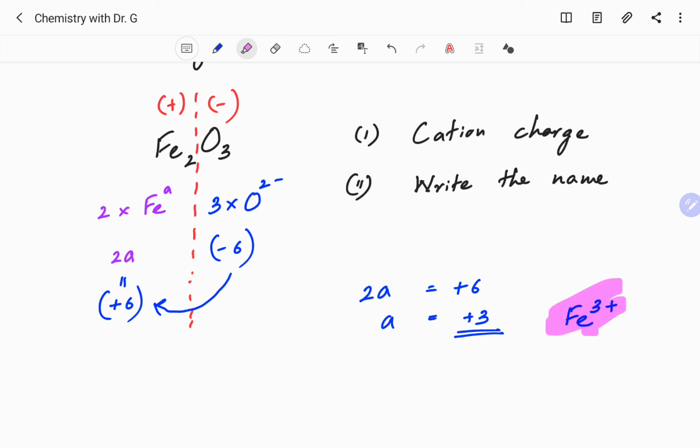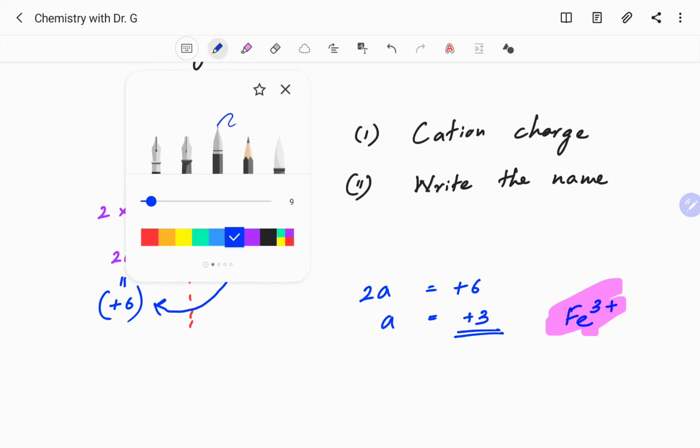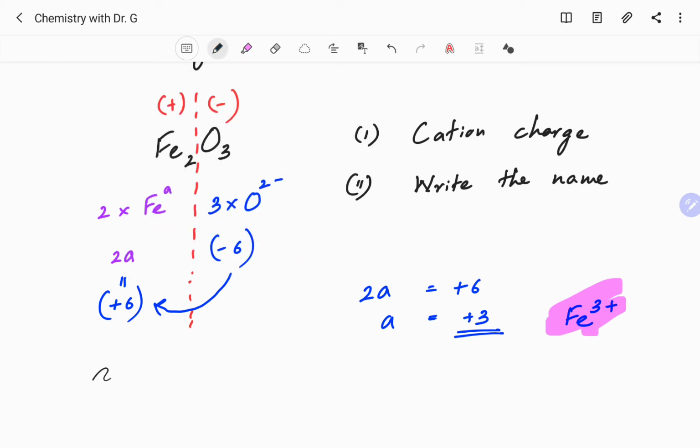Now let's write the formula. Let's write the name. So this will be iron, and then we have to write the charge because iron is a metal with a variable charge. So this is iron(III) oxide.